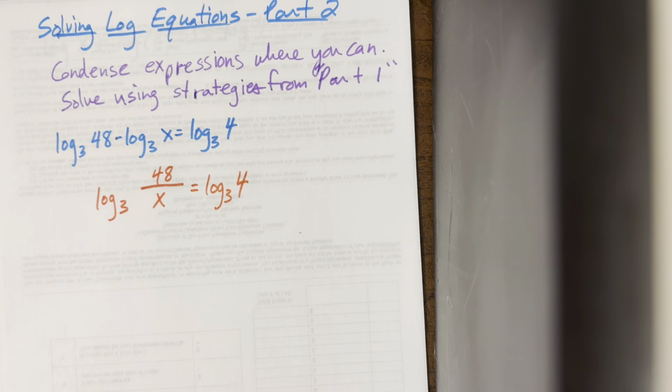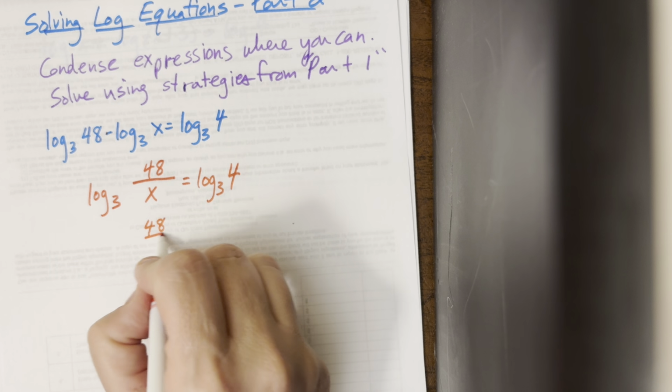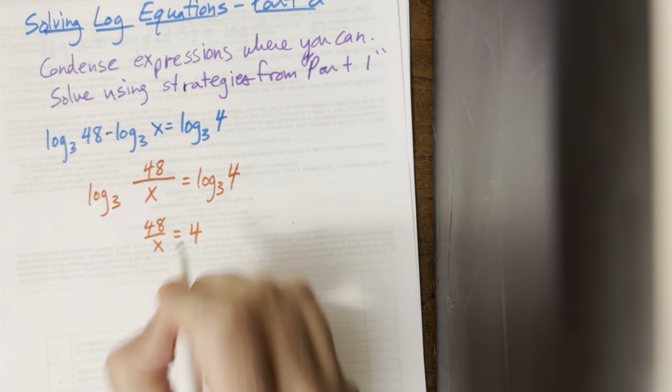Okay, so since I have log base 3 on both sides, these two things have to be equal. So I have 48 over x equals 4.